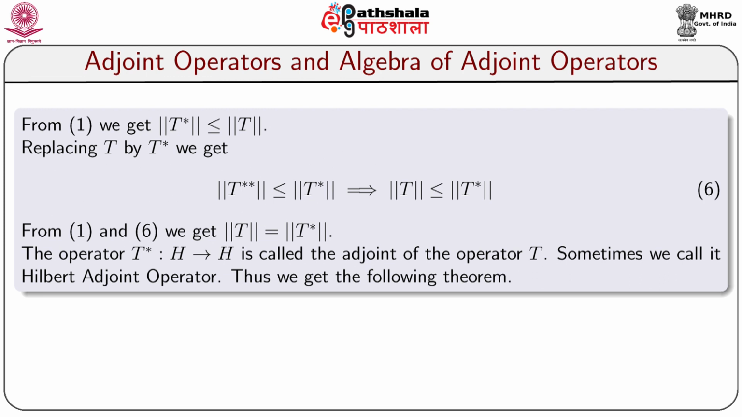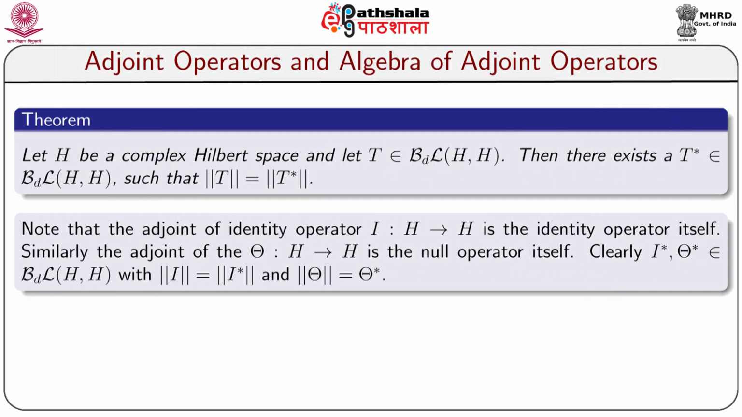Thus, we get the following theorem. The statement of the theorem looks like this. Let capital H be a complex Hilbert space and let T belong to BL(H, H). Then there exists a T star belonging to BL(H, H) such that norm T equals norm T star.